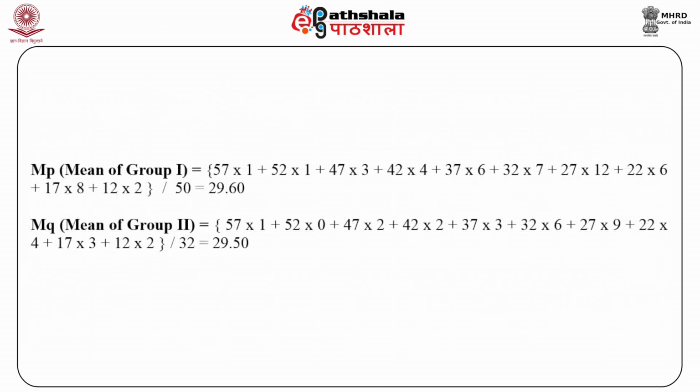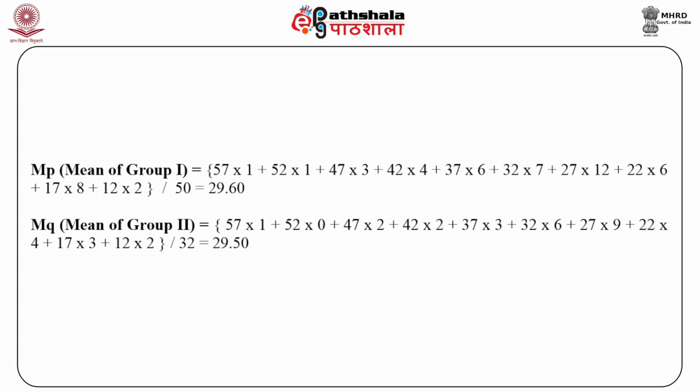Mp, the mean of group 1, is equal to 57 multiplied by 1 plus 52 multiplied by 1 plus 47 multiplied by 3 plus 42 multiplied by 4 plus 37 multiplied by 6 plus 32 multiplied by 7 plus 27 multiplied by 12 plus 22 multiplied by 6 plus 17 multiplied by 8 plus 12 multiplied by 2, the whole divided by 50, making it 29.60.